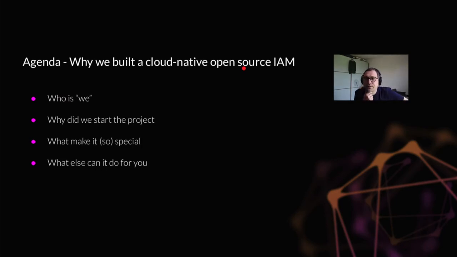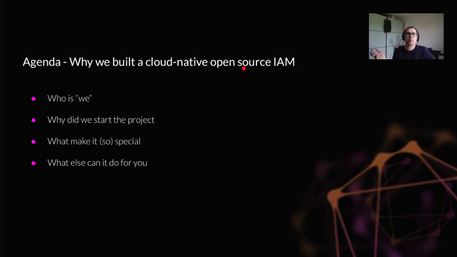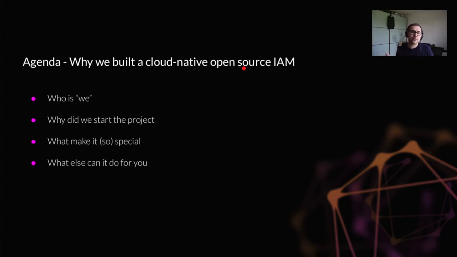The agenda we have today is more or less like this: why we built the cloud-native open source identity and access management solution. We'll go through four major topics. For starters, who is "we"? Because you need some context, we are a young company, two years of age, so I will explain a little about that. Then why we started the project as it is right now, what makes it special, and what else it can do for you. The last bullet point is more or less the features that are lying around, but it's not the message I want to get to you today. So let's kick it off.